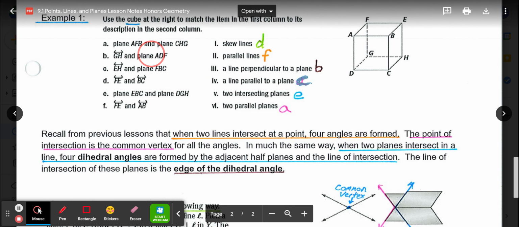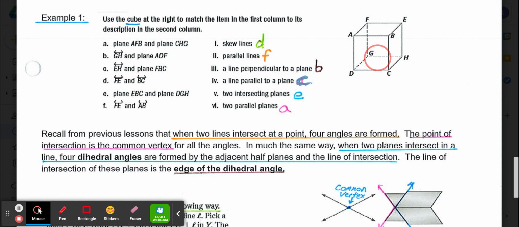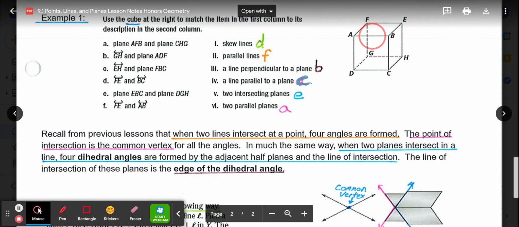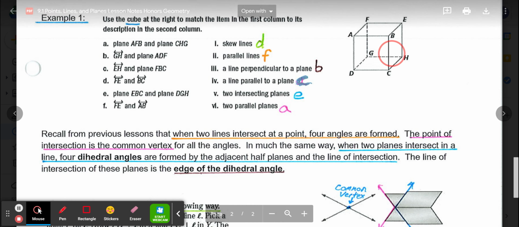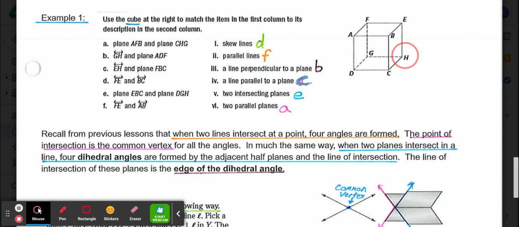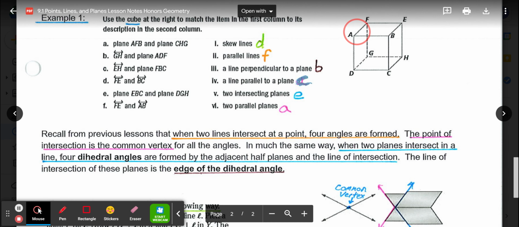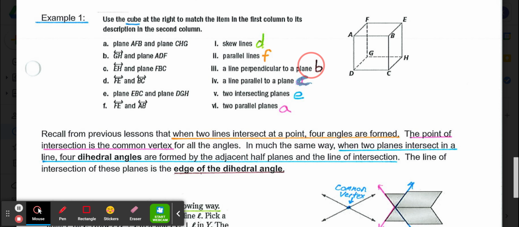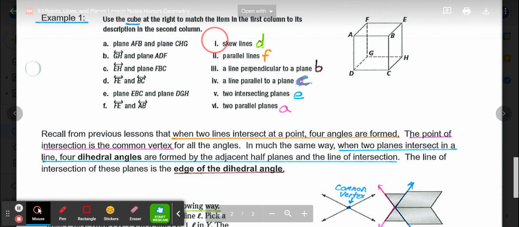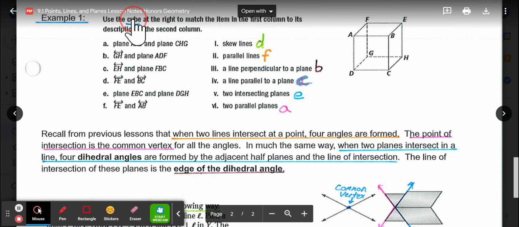For B, line GH and plane ADF. ADF is this left side. GH is this back bottom. So GH and ADF show a line perpendicular. So GH here is perpendicular to that left side plane, which would be option 3 here. We know that this is a 90-degree angle because we were told it's a cube, so all of our sides intersect at 90 degrees.